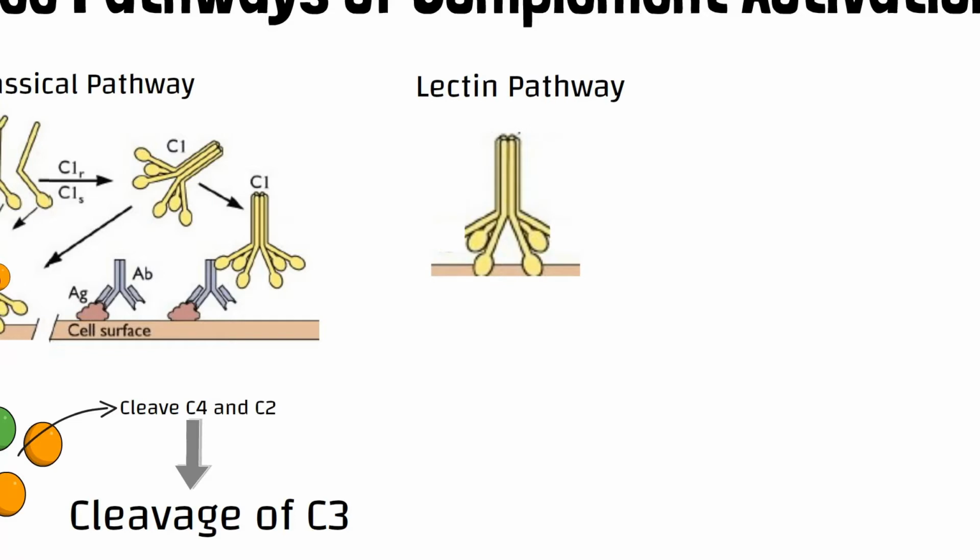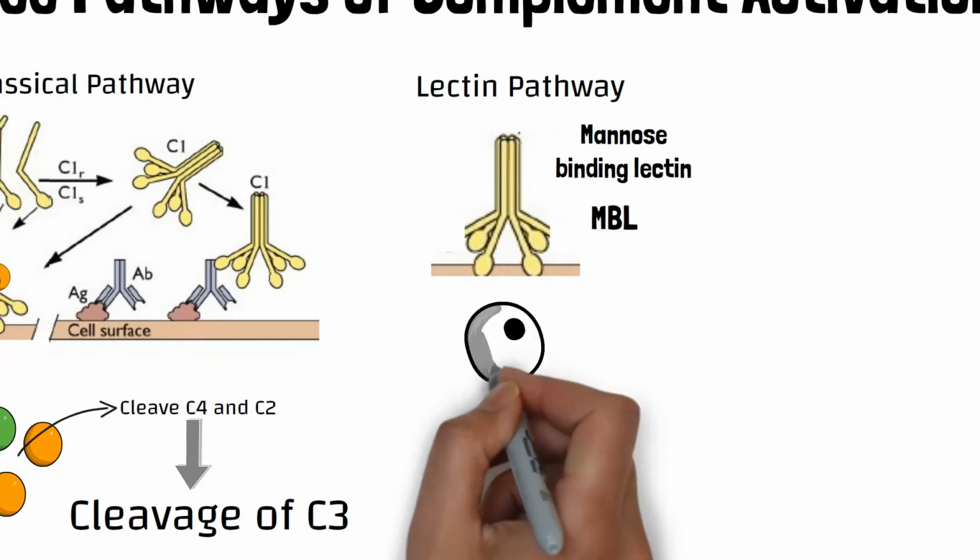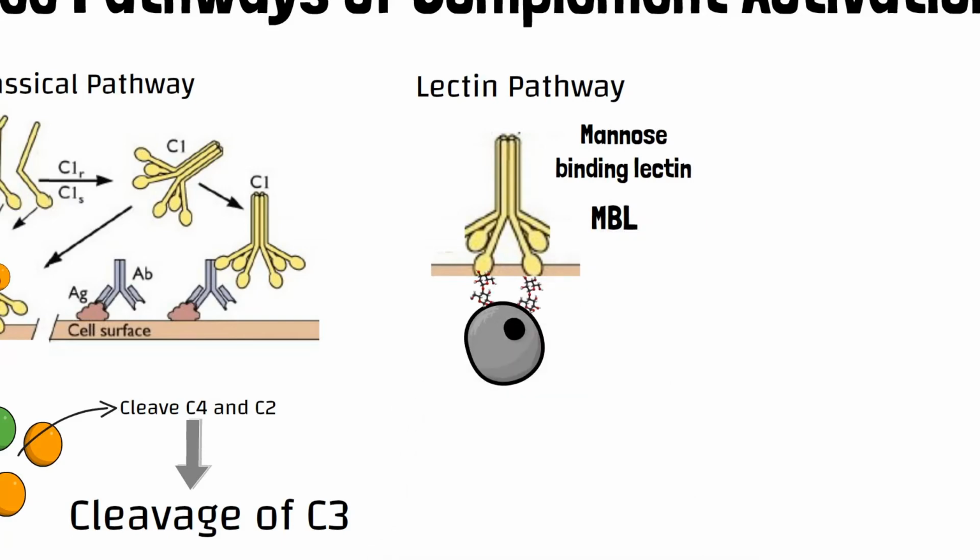The protein receptor of the lectin pathway is a 4-legged structure called mannose binding lectin, or MBL. This lectin recognizes and binds to the carbohydrate markers on bacteria, fungi, and even some viruses. The MBL is associated with other proteins that are threaded through the MBL structure. These other proteins are called MBL-associated serine proteases, or MASP.